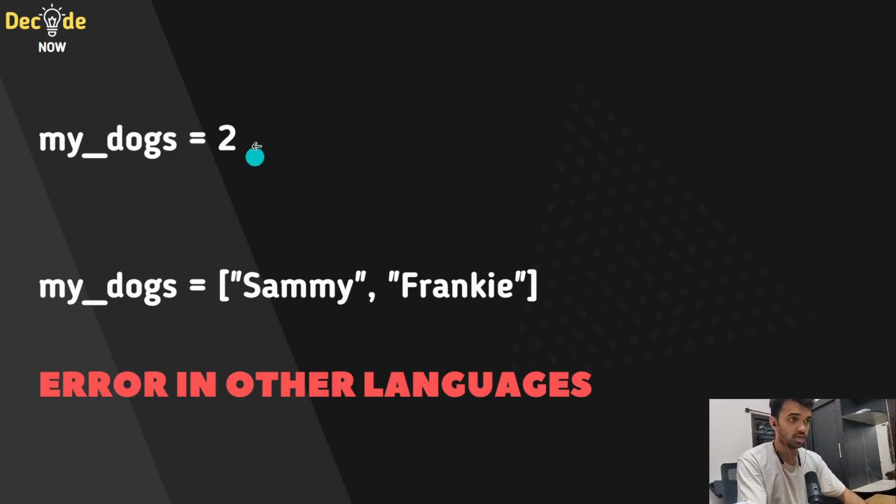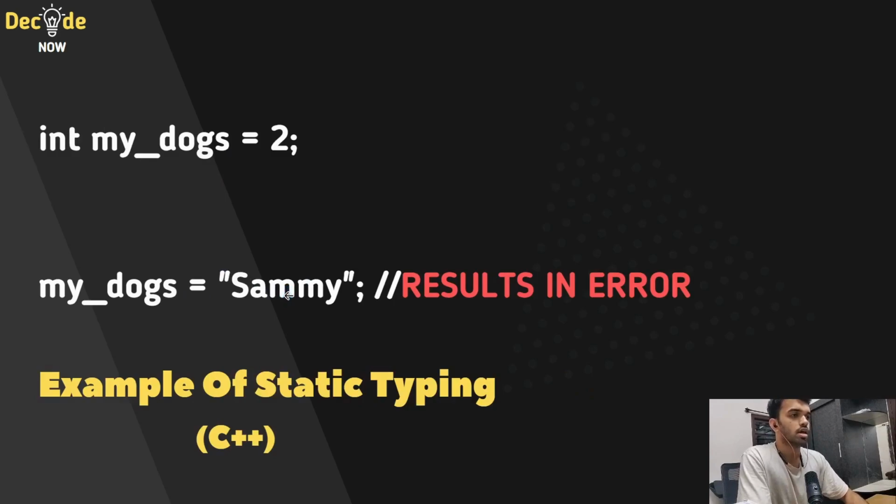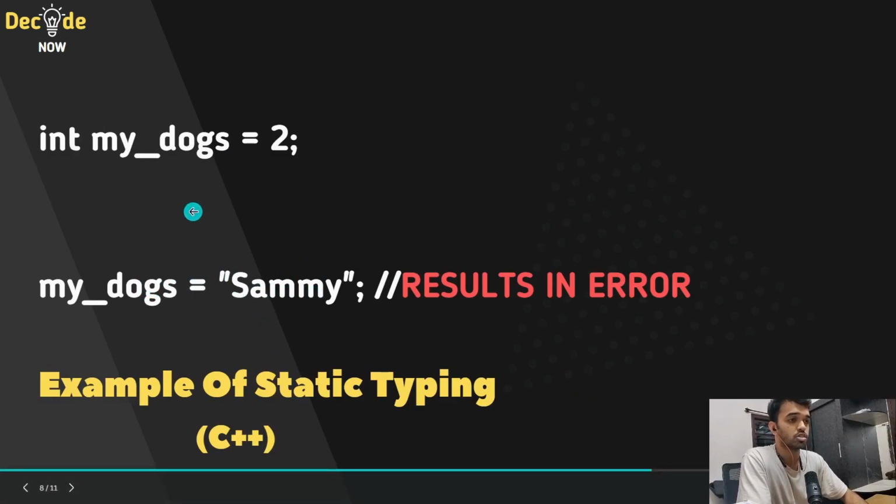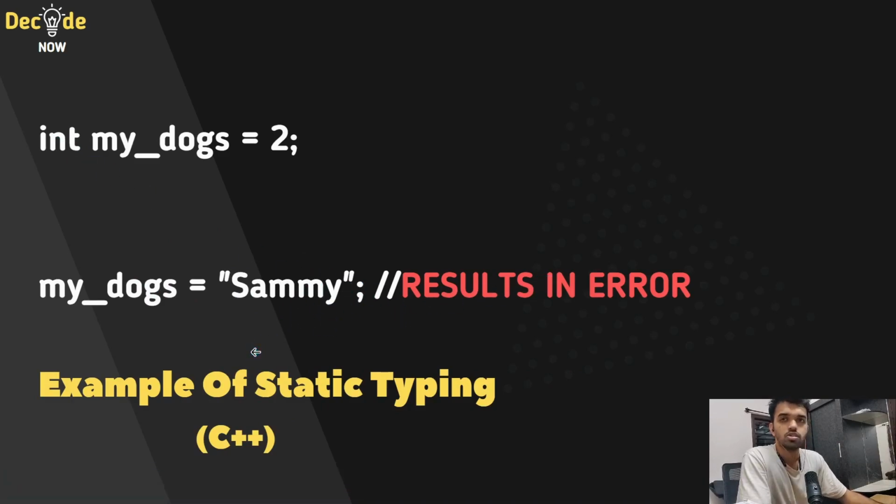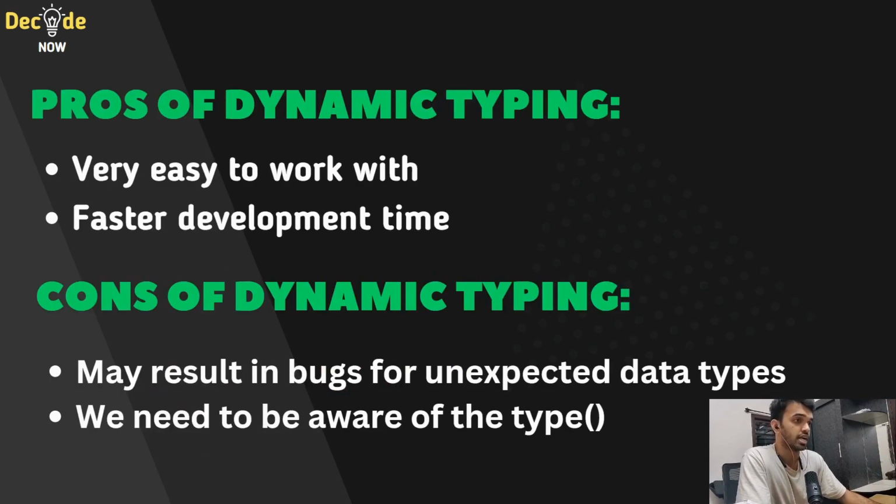We cannot change the data type from integer to either list or, in this case in C++, we cannot change from integer to string. It results in an error. So this is what dynamic typing and static typing is.